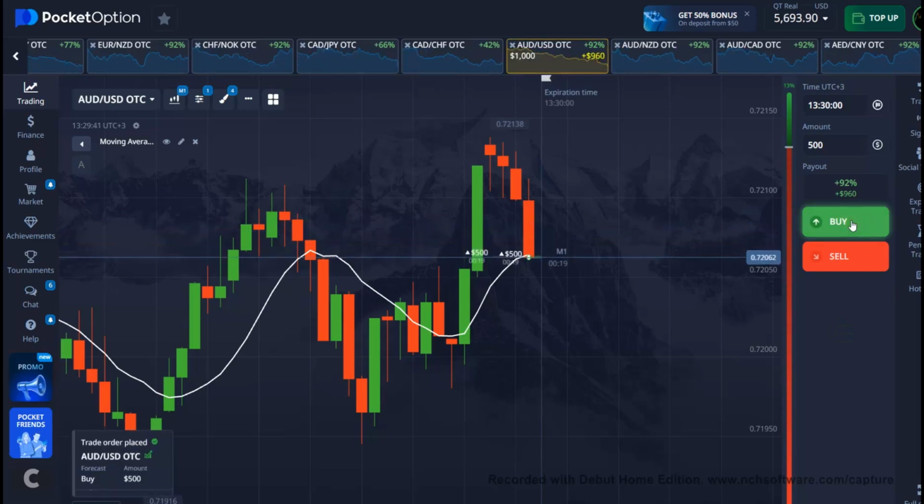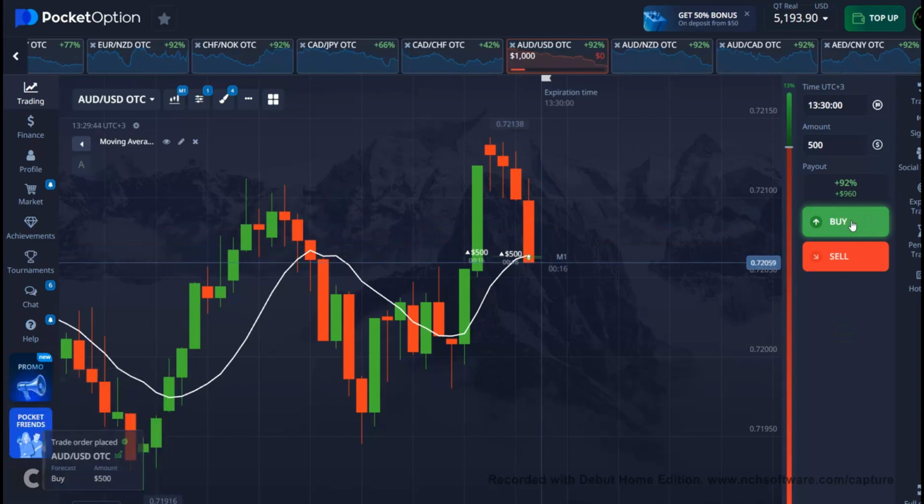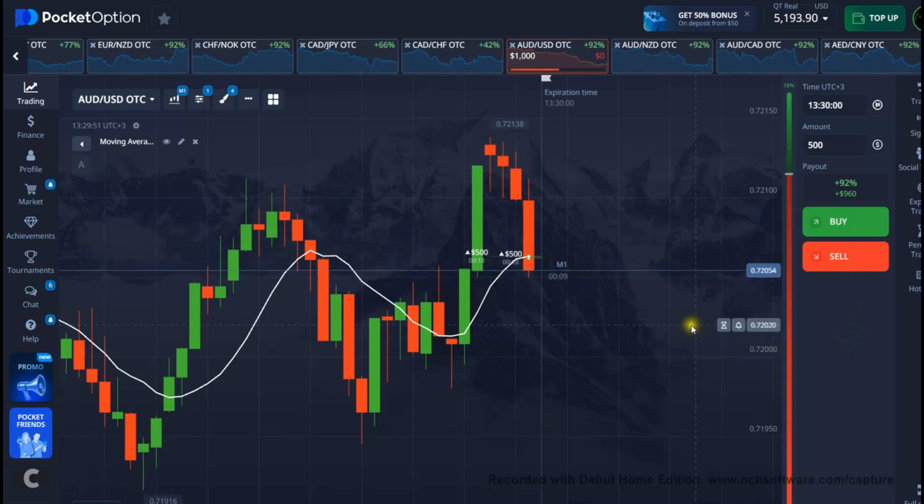Okay, I take 2 trades on this one. So make sure to practice this on a demo account. I believe that the buyers are going to get into the market and we'll have a very strong rejection. So let's wait and see what happens.